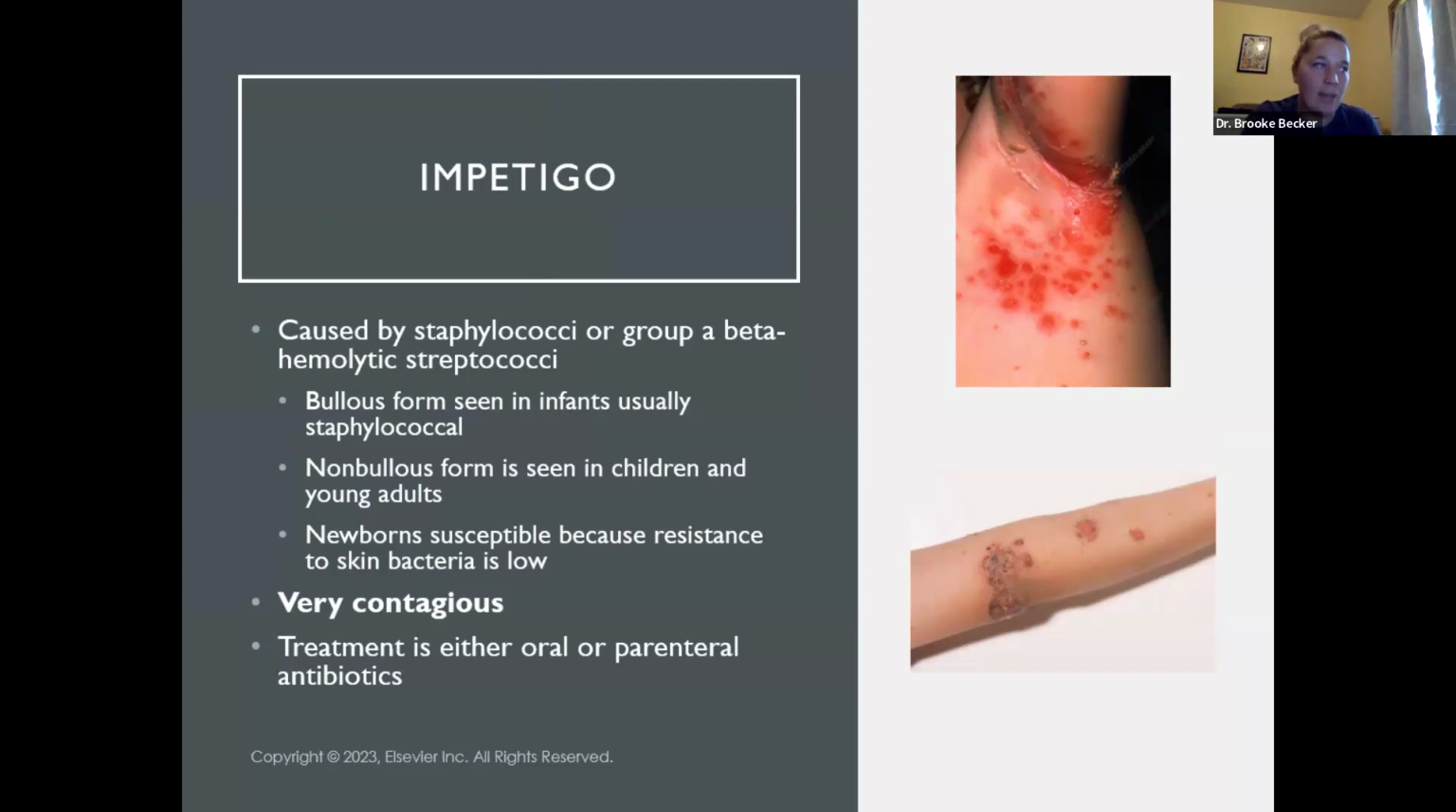Non-bullous, so that can happen as well. It's usually seen more in kids and adults, whereas the bullous is seen in more infants. And then that means that there's just not that vesicular part of it. So it's almost like a lesion, like a macule or a little papule. It doesn't have the fluid in it. Okay.